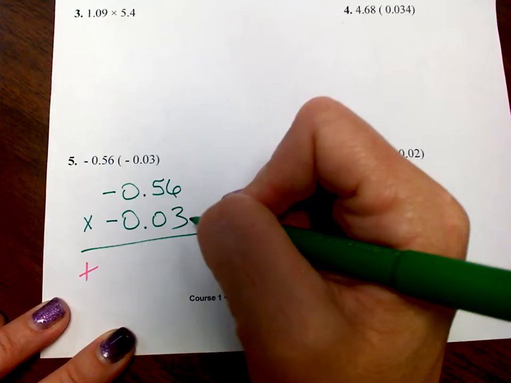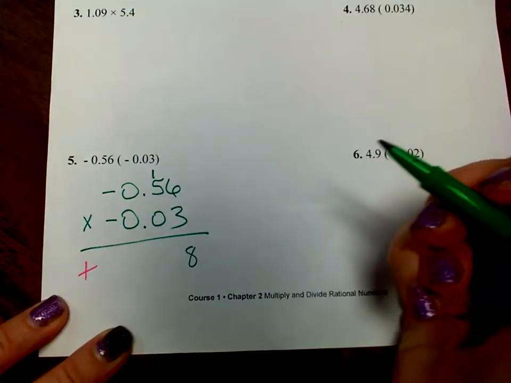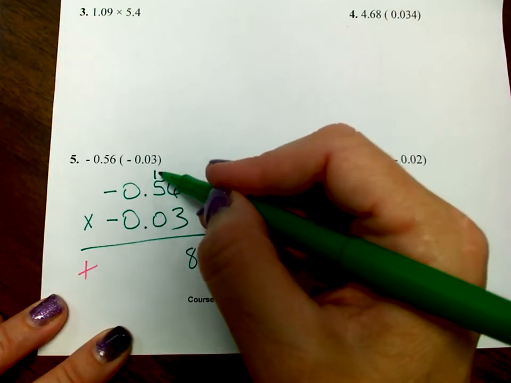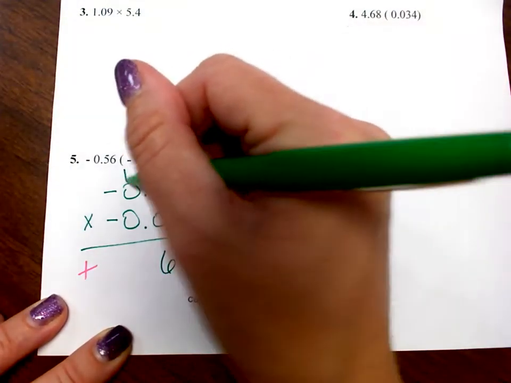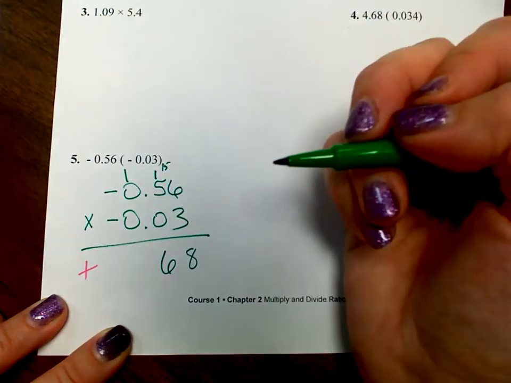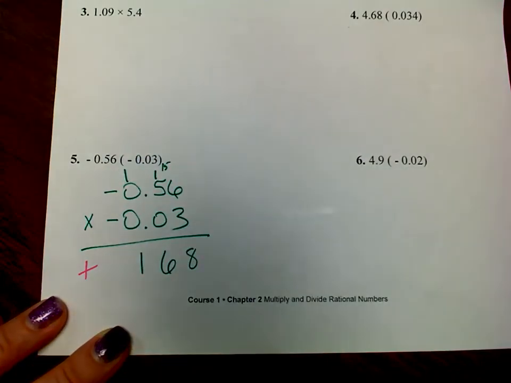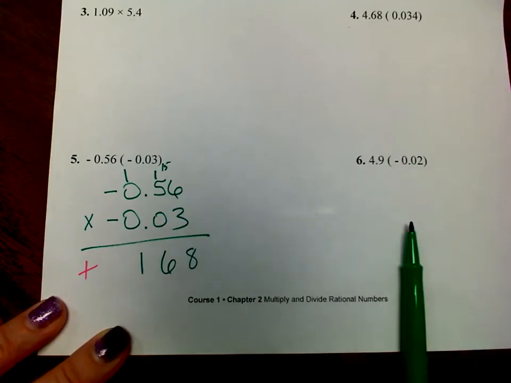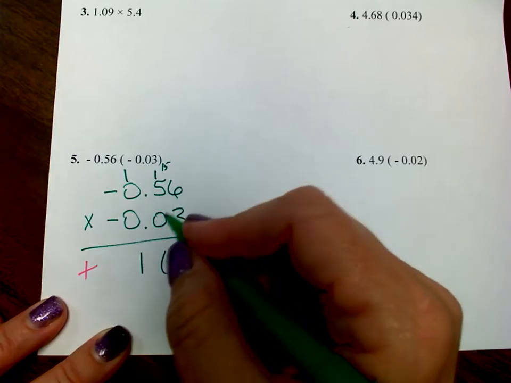So 6 times 3, 18, carry your 1. 3 times 5 is 15 plus 1, so that's now 16. Carry your 1. 3 times 0 is 0, but you still have your 1 up here, so you have to bring it down. And then you're going to have all your zeros, because 0 times 6 is 0.